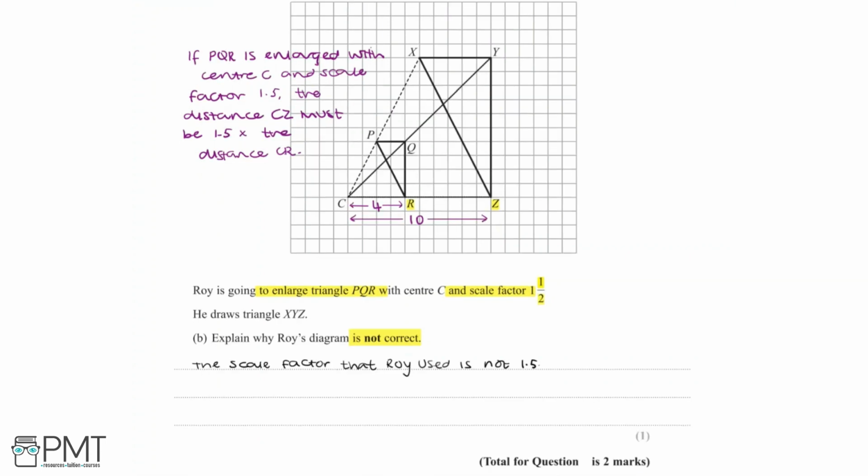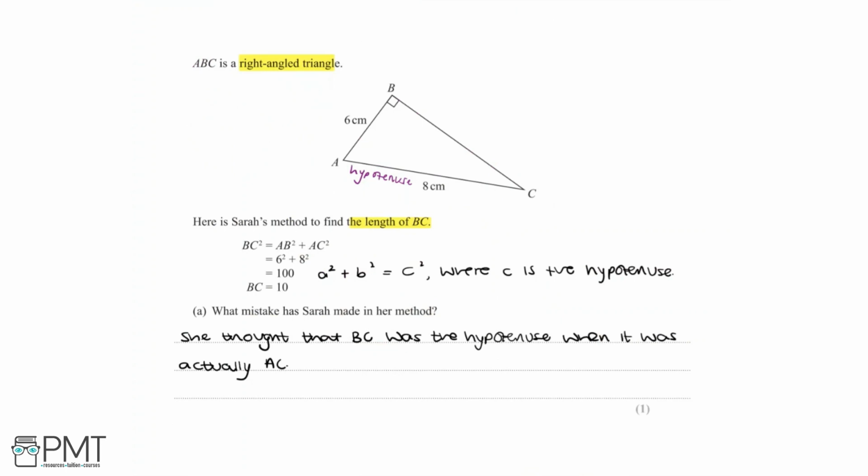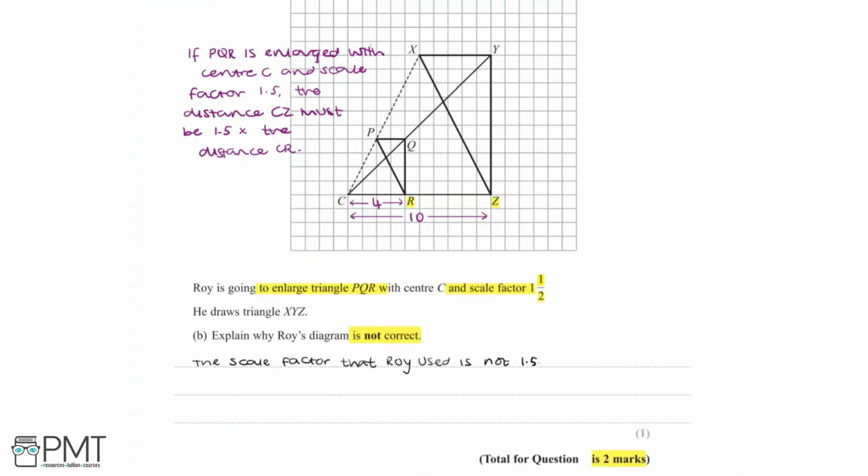Now this question is worth 2 marks. We get the first mark for correctly identifying the mistake in part A, and for saying that the mistake Sarah has made is that she thought that BC was the hypotenuse when the hypotenuse is actually the side AC. We get the second mark for identifying the mistake in part B, and for saying that Roy's diagram is not correct because he used a scale factor that is not equal to 1.5, allowing us to get the full 2 marks needed in this question.